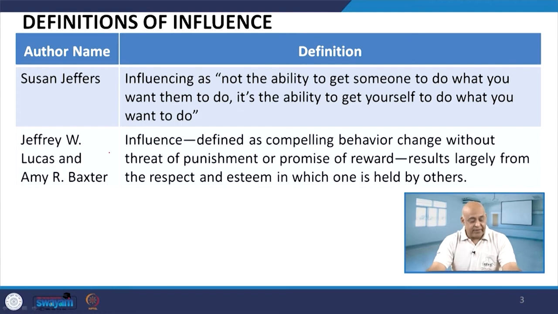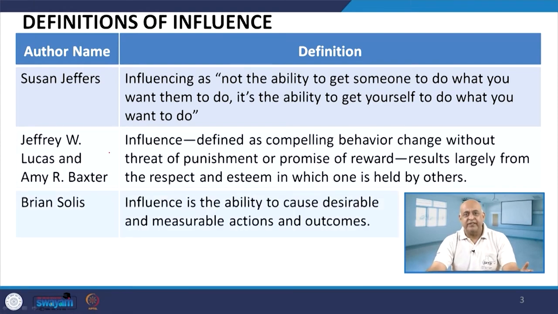And Jeffrey has defined influence as compelling behavior change without threat of punishment. That is very, very important, right? Because whenever we say influence, it is coming from within, without any threat of punishment or promise of reward. The third definition is that influence is the ability to cause desirable and measurable actions and outcomes. So, in all three definitions, what is common is the ability.